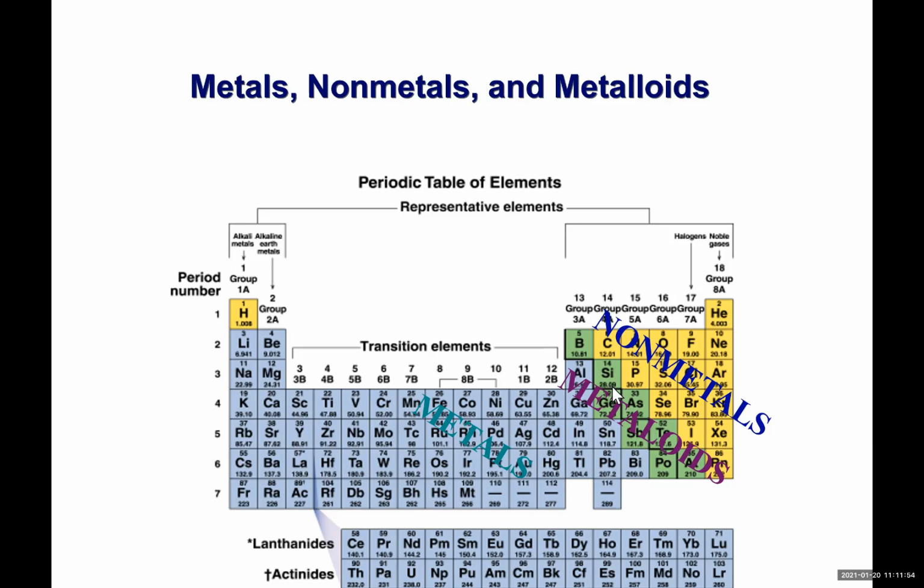What about the green ones? They're called metalloid or semi-metal. That means they have half properties of metals and half properties of non-metals.